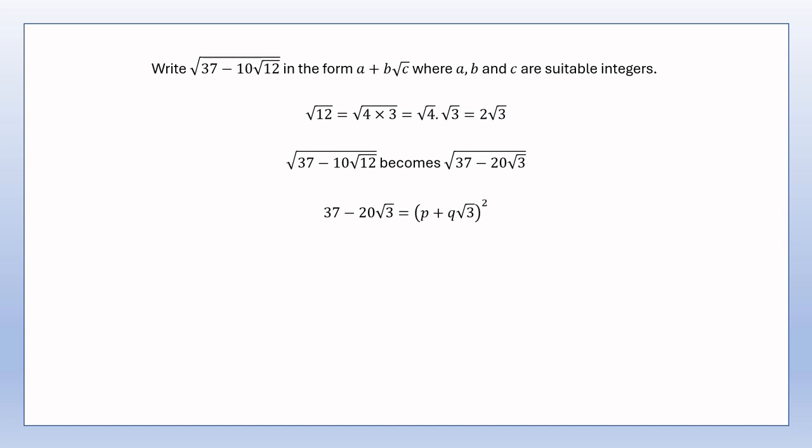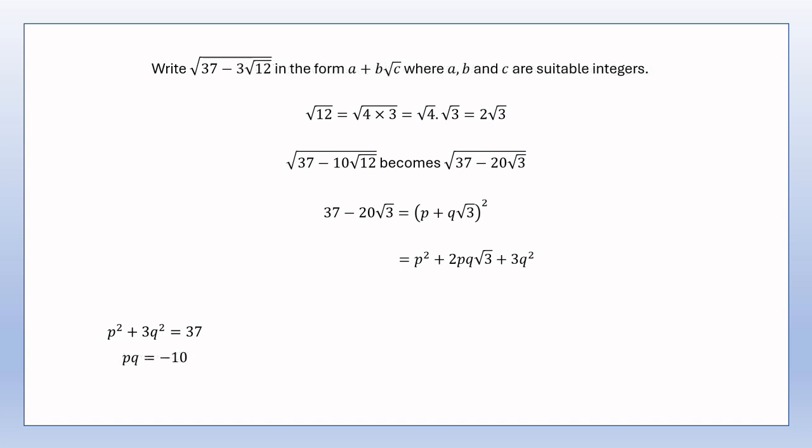So now expanding the right hand side gives 37 minus 20 root 3 is equal to p squared plus 2pq root 3 plus 3q squared, which gives some simultaneous equations to solve, namely p squared plus 3q squared equals 37 and 2pq is equal to minus 20. And this second equation, of course, cancels to give pq is equal to minus 10.